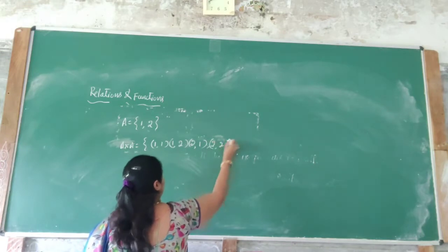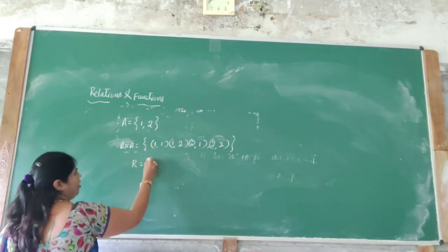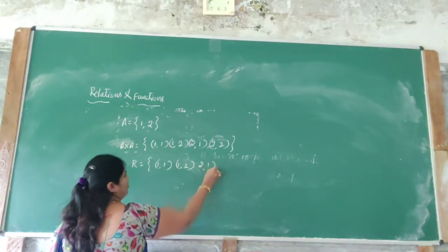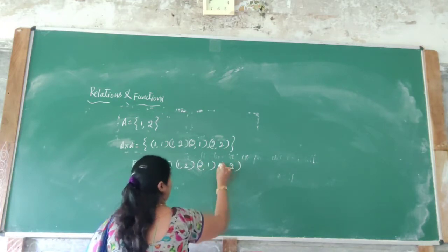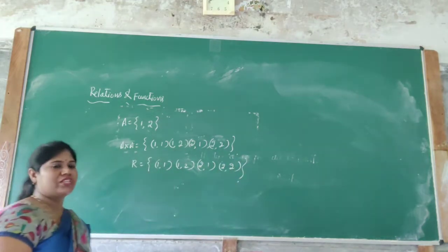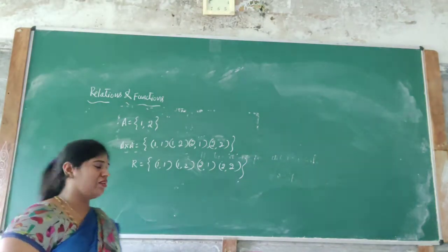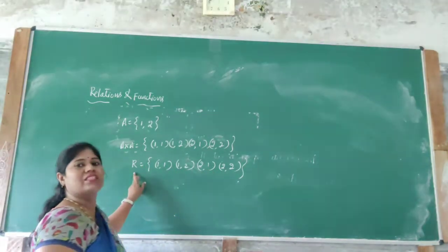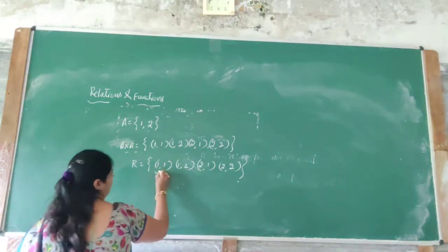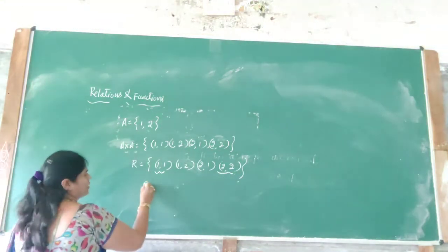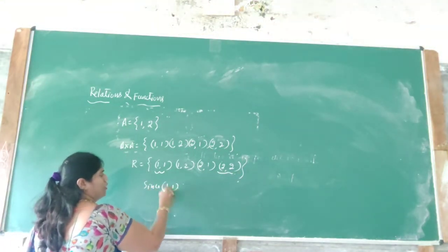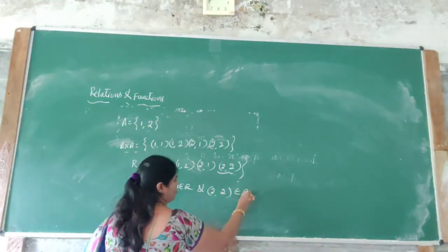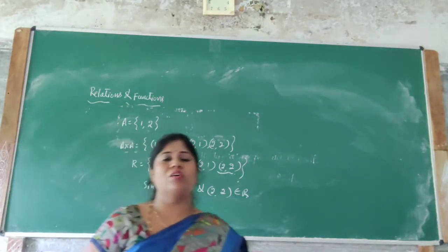(2, 2). Okay. So we can define the relation R by this Cartesian product: (1, 1), (1, 2), (2, 1), (2, 2). Is it a reflexive relation? Yes, it is a reflexive relation because the elements (1, 1) and (2, 2) are there in the set R. Since (1, 1) belongs to R and (2, 2) belongs to R, therefore it is a reflexive relation.